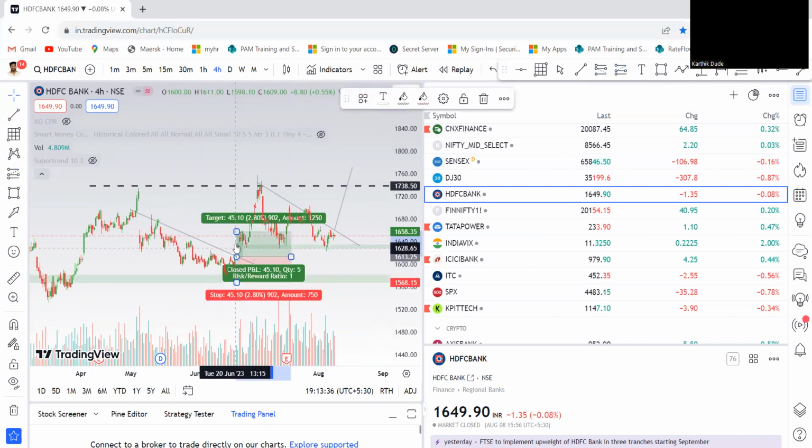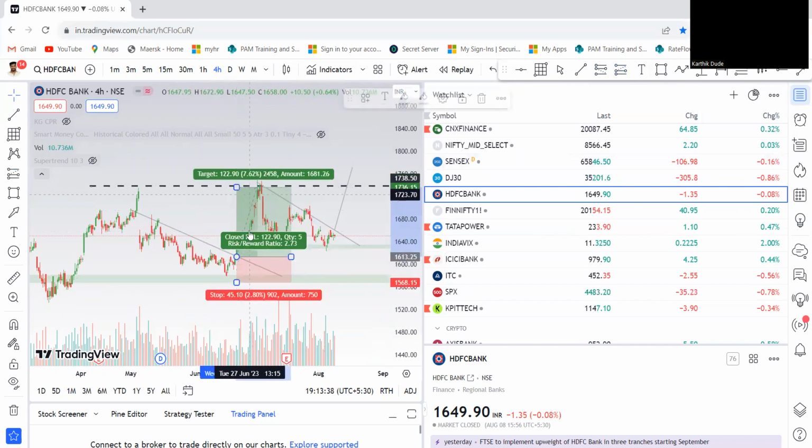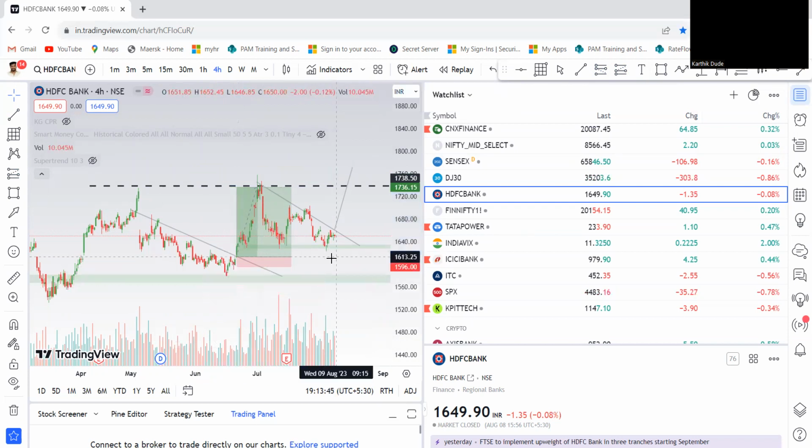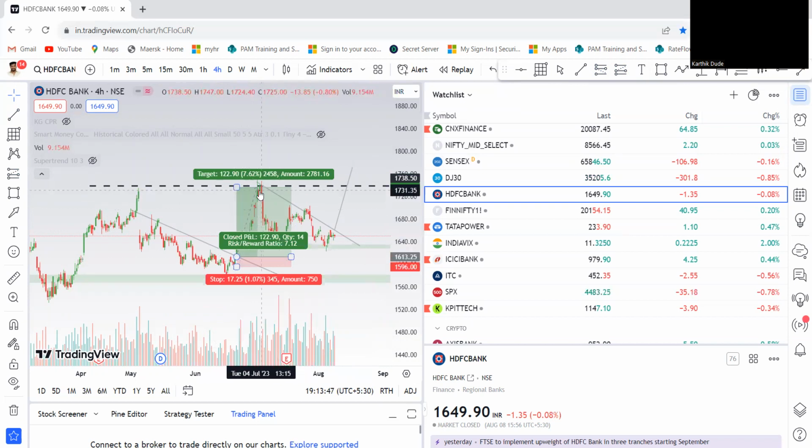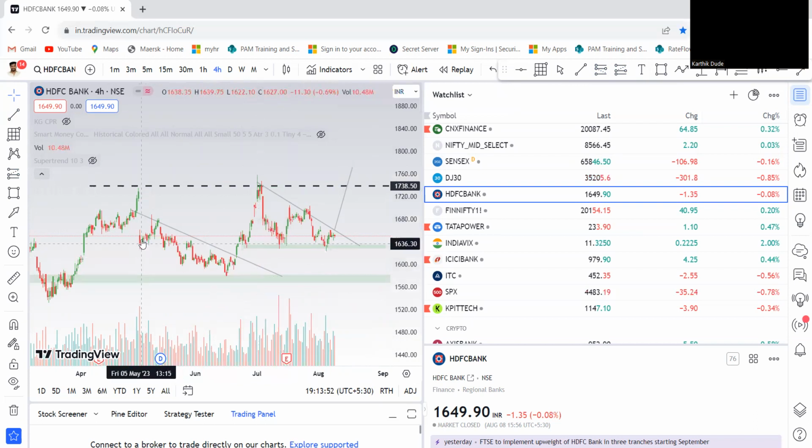So you enter here, keeping the target to that length and keeping the stop loss below this, or maybe you can keep it here. So it's like you are taking 1,000 rupees risk and getting a reward of 7,000 rupees. The more it gets consolidated, the more it moves.